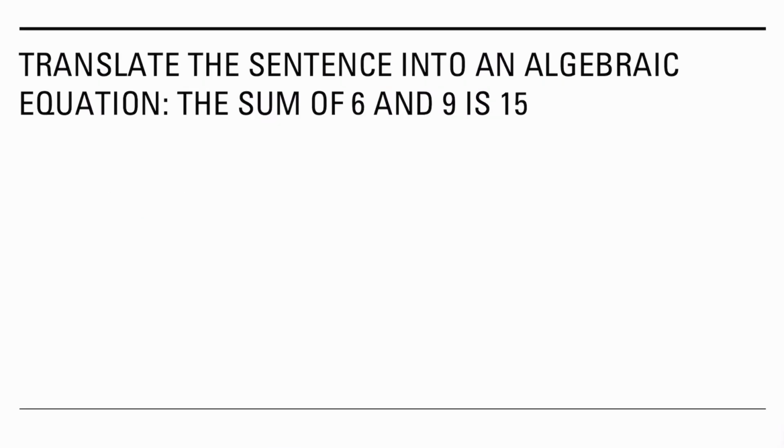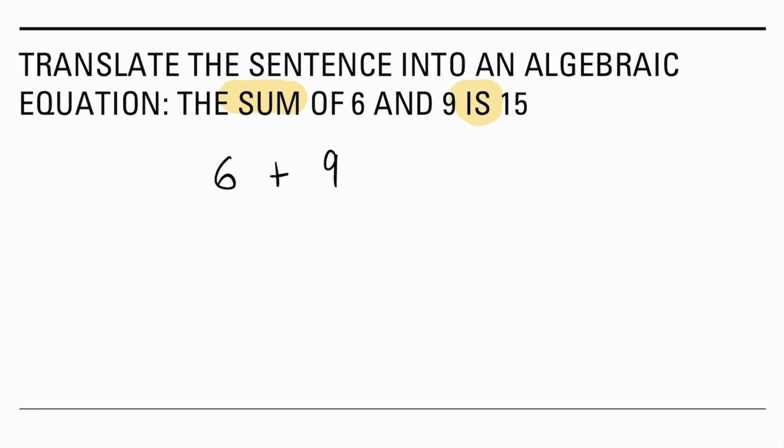And so translate the sentence into an algebraic equation. The sum of 6 and 9 is 15. And so, really reiterating on our previous lectures, we know that sum means add. And so we're looking to add 6 and 9. So we know that that's how we would line up that expression.